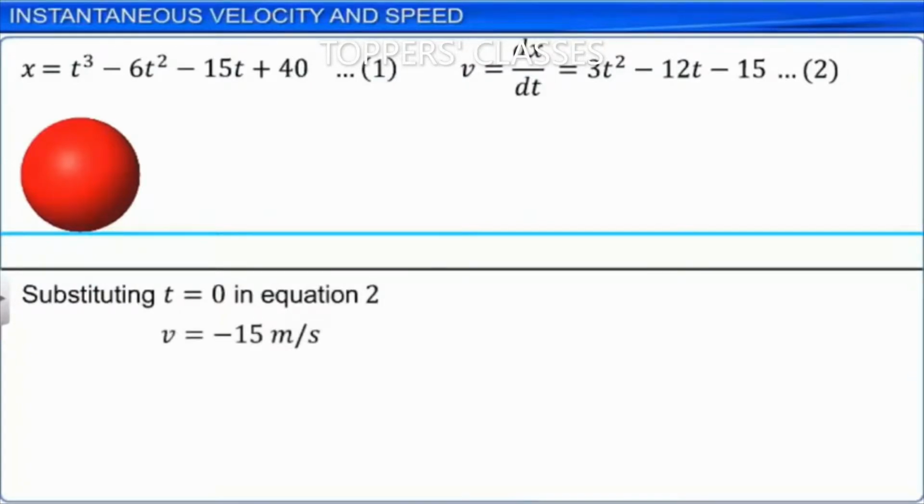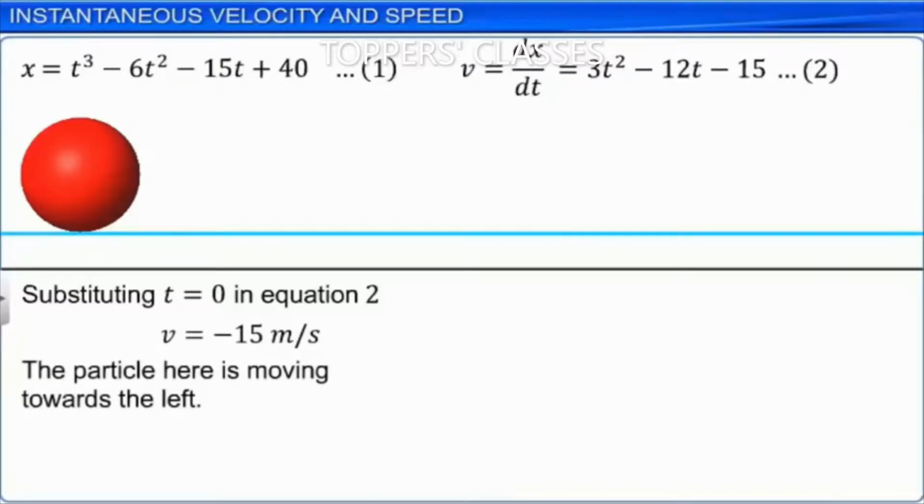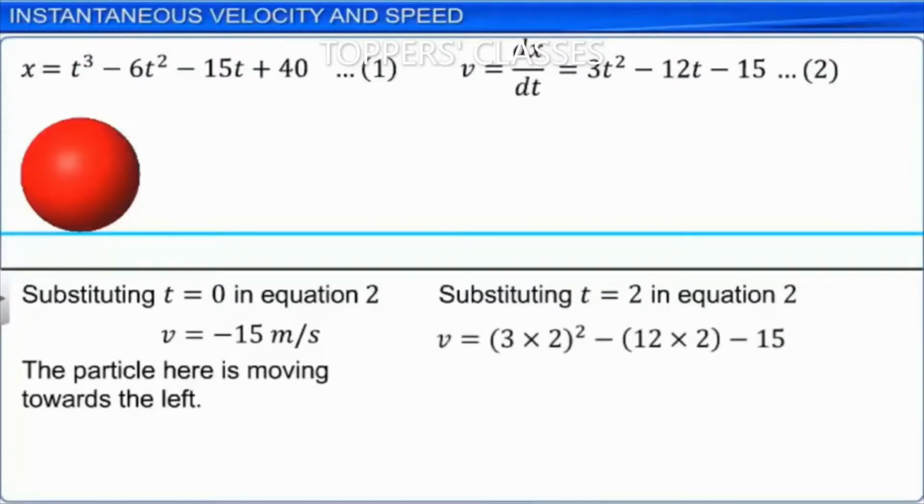At t = 2 seconds, we need to find the value of v. Substituting t = 2 in equation 2, v = 3 multiplied by 2² - 12 multiplied by 2 - 15, which is 12 - 24 - 15, so minus 27 meters per second. The particle here is moving towards the left.